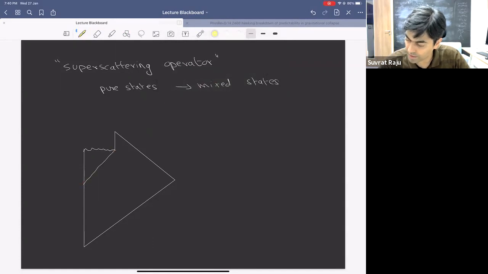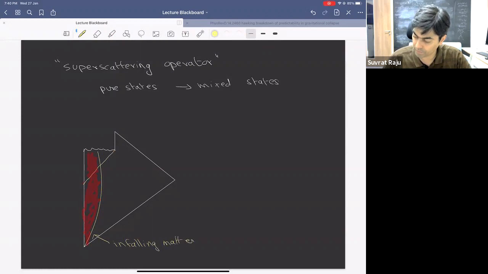Okay. And then one has some infalling matter which formed the black hole in the first place. That's here. Let me shade it. So there's some infalling matter that formed the black hole. There's a horizon which is sitting here. This is the infalling matter. There's a horizon, and this is I plus.